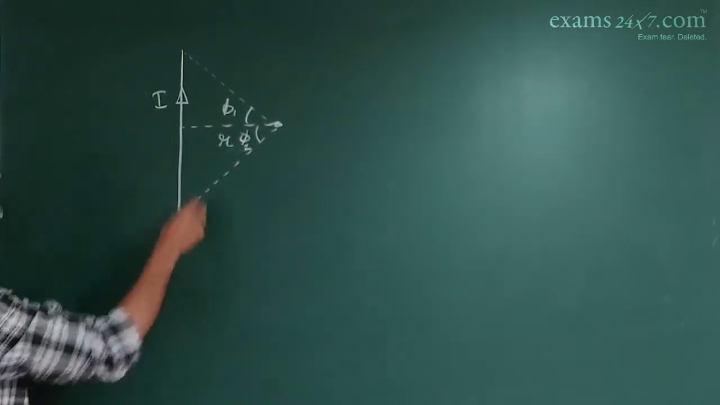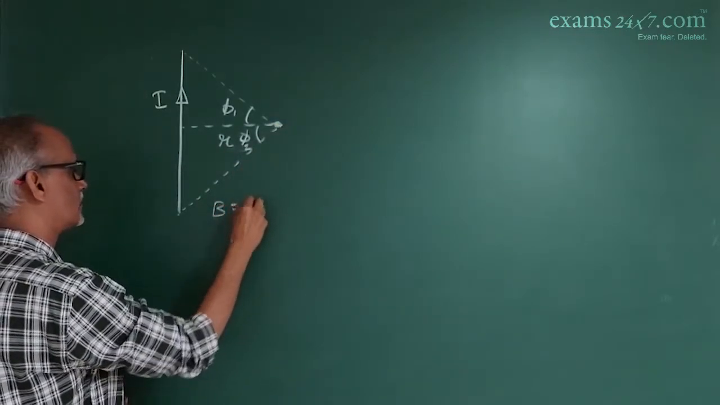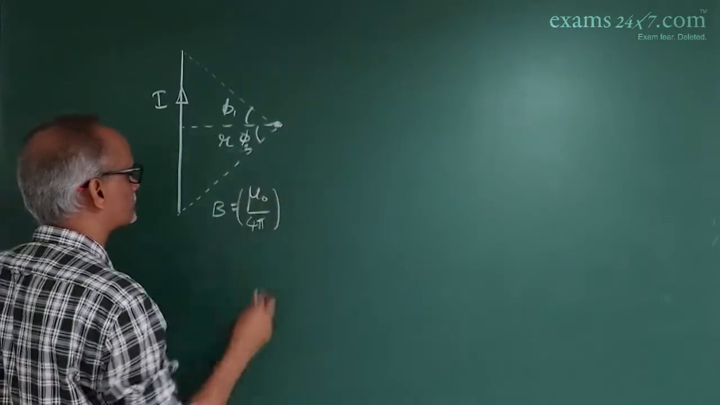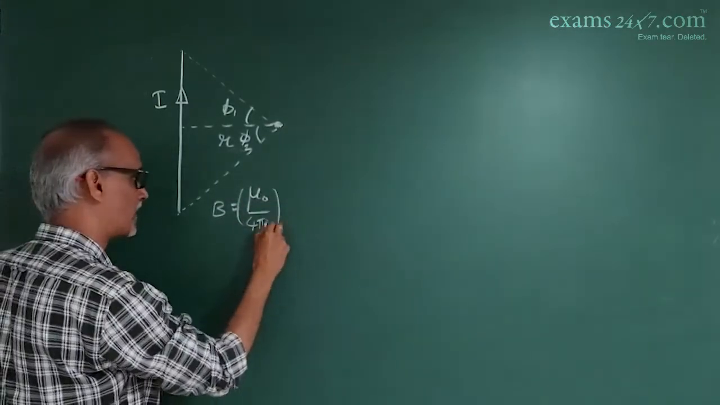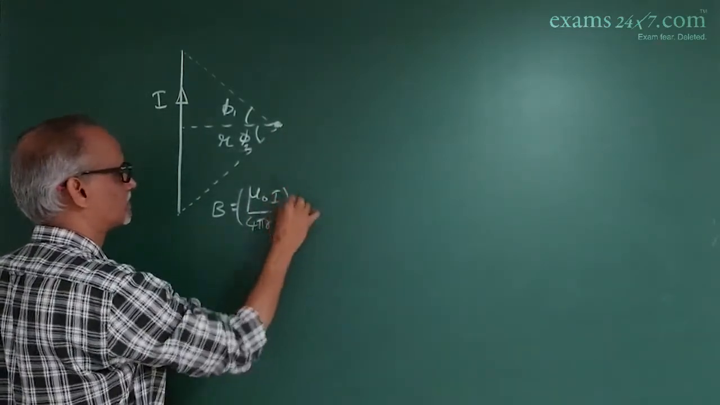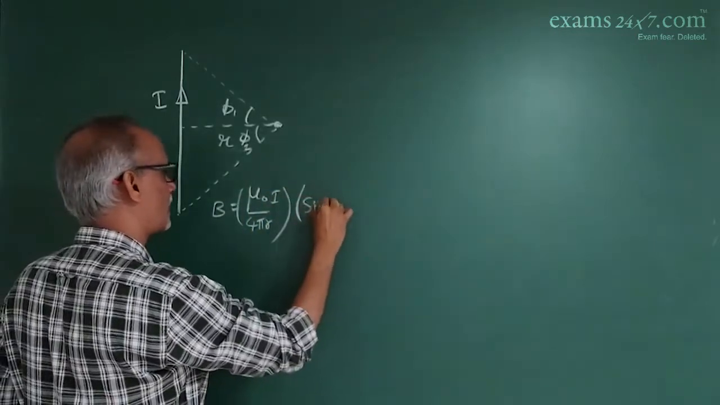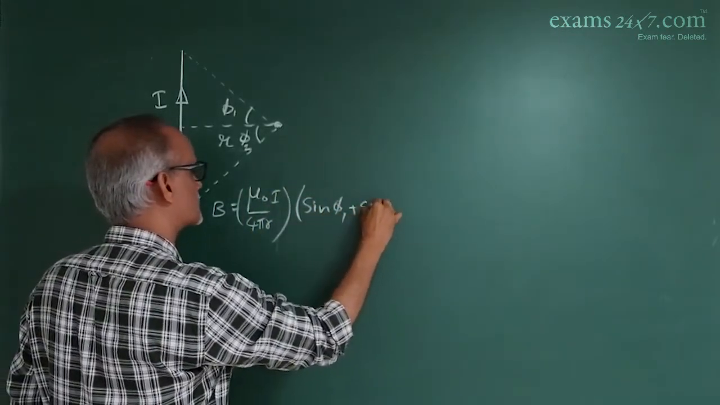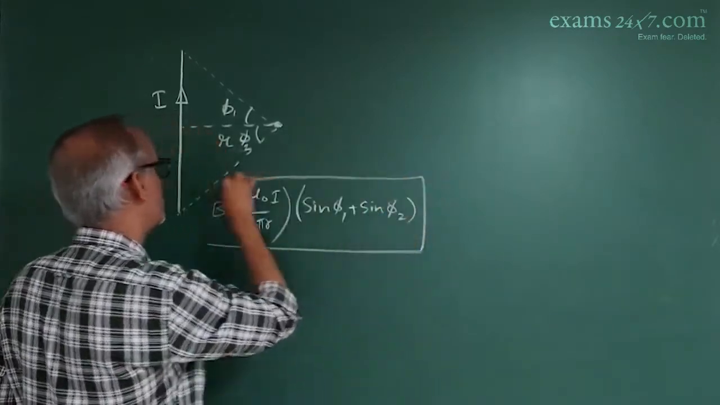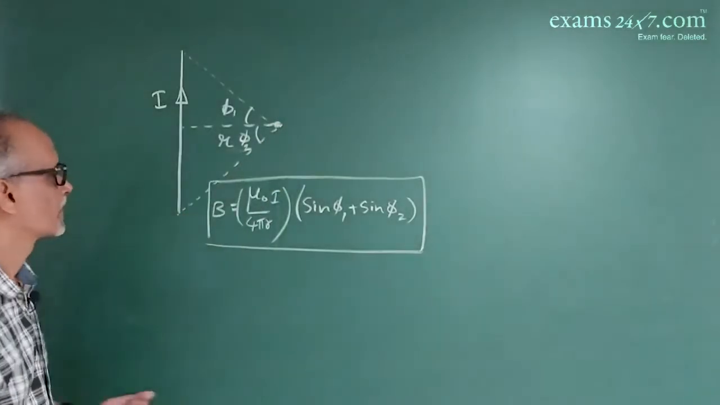And based on these variables, we get the field here as B is equal to mu naught I by 4 pi r into sine phi 1 plus sine phi 2. So this is the formula used to find the strength of the field at this particular point.